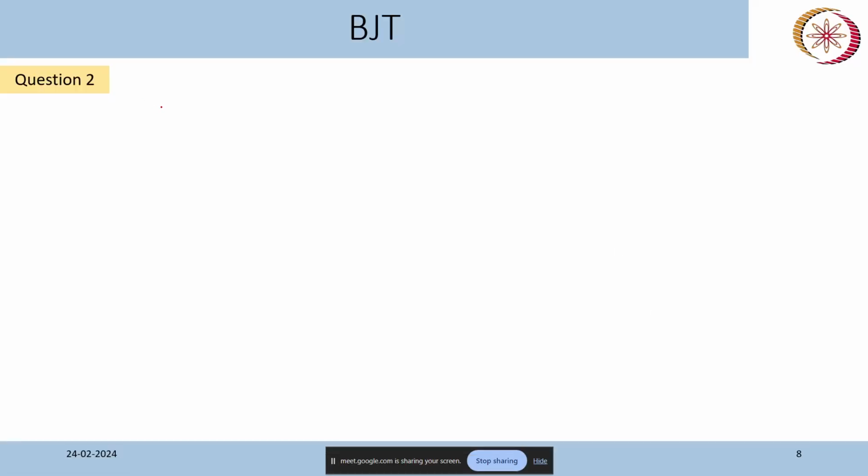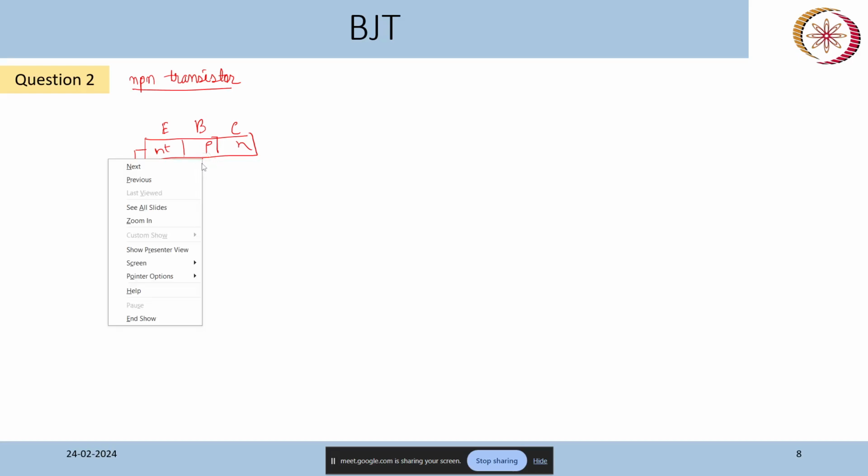Now, how do we increase current gain? Ideally, we want a high current gain. To understand that, let's consider an NPN transistor. This is emitter, base and collector. This is N plus P N. Let's consider it in the forward active region, when we use it as an amplifier.